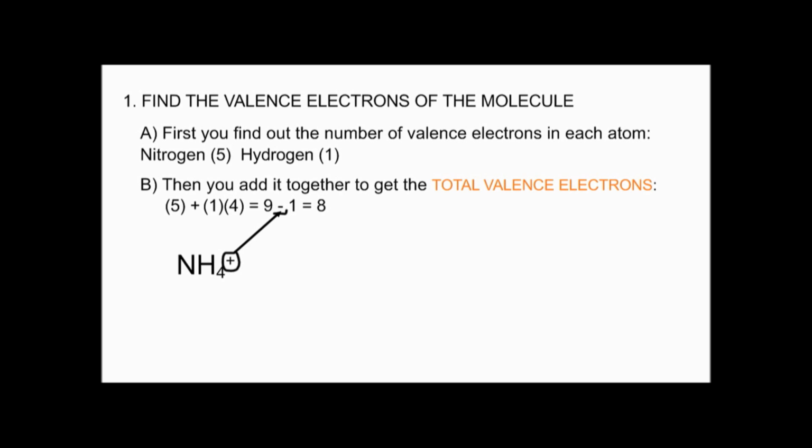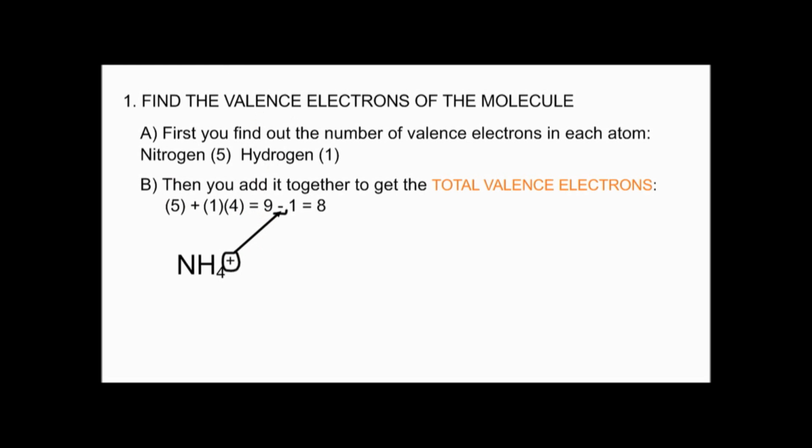By doing that, first you find out the number of valence electrons in each atom. Nitrogen has 5 and hydrogen only has 1. Then you add it together to get the total valence electrons. 5 plus 1 times 4, because there are 4 hydrogens, which will equal 9.